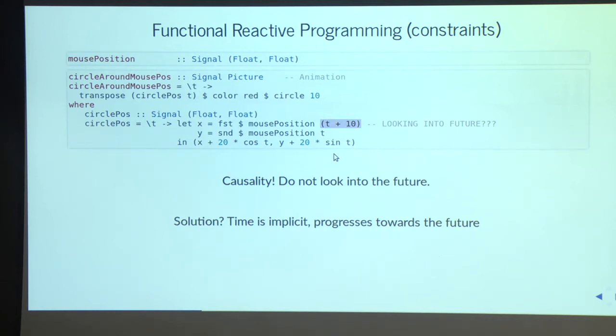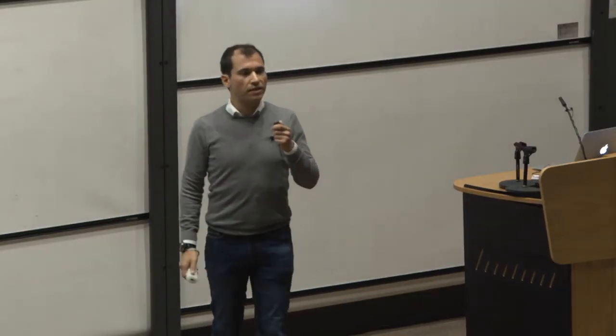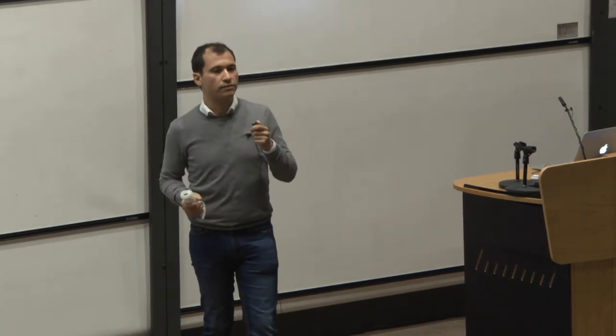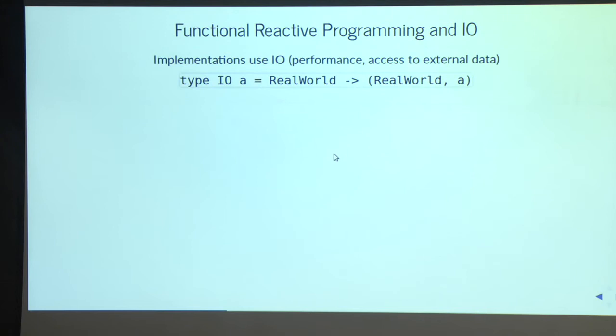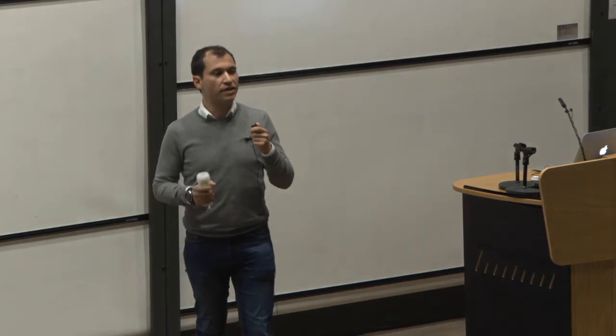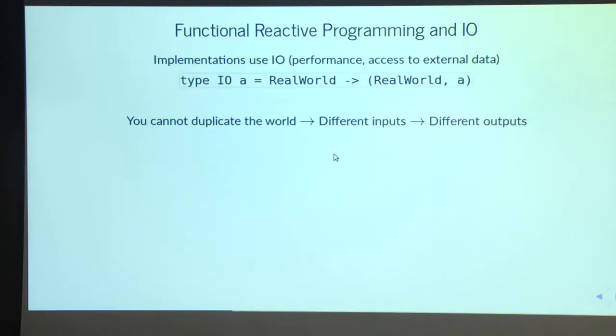And different FRP implementations give you different ways of accessing the outside world. But there's a common theme for many of them, that they all use I/O in some way. So they either use I/O for performance or to access the external world, or both. And the problem with this is that even though signals are referentially transparent and I/O in principle is pure, you can't duplicate the real world. So if you want to rerun a test, you would need to clone the real world, but you can't.